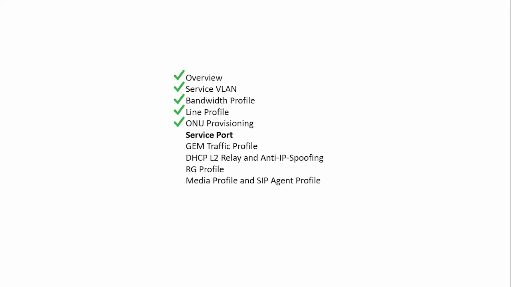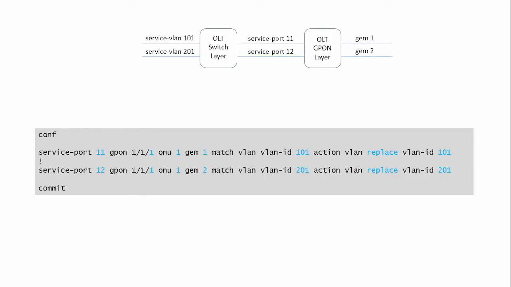The next step is to configure the service port. The service port is a bridge that connects the GPON side to the switch side of the OLT. Each service port has a unique ID that can be automatically generated or manually entered by the user. To configure a service port, we have to associate the source of the service with the service port.